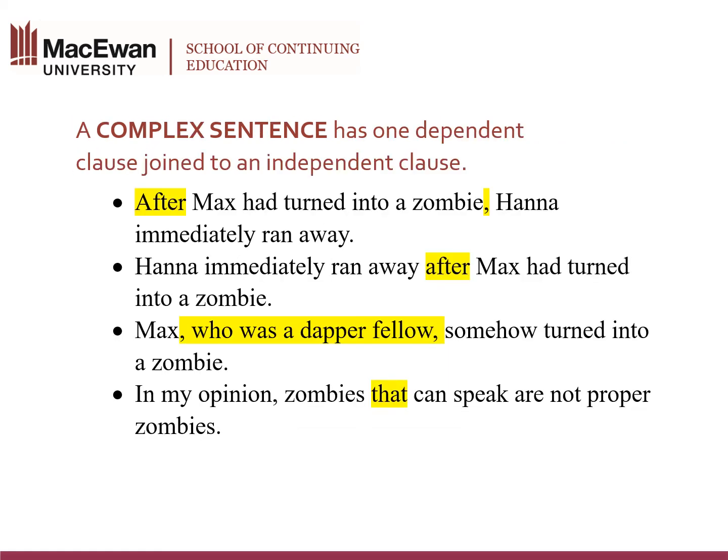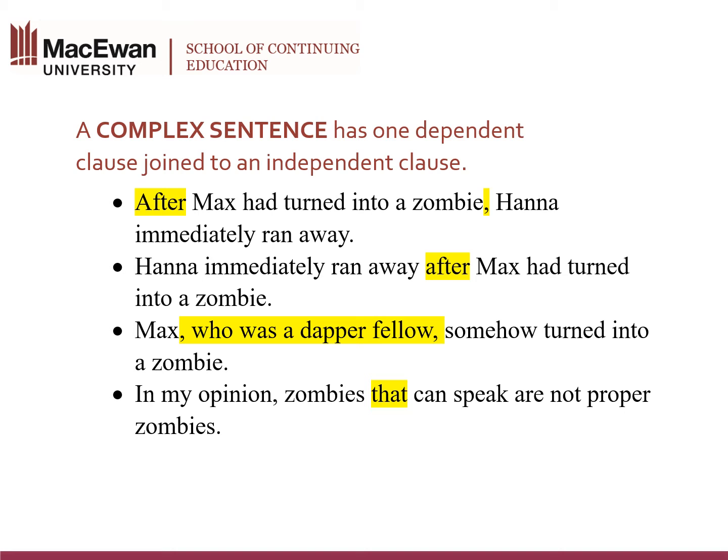All right, so now let's take a look at complex sentences. In a complex sentence, we need one dependent clause and an independent clause. We could have more dependent clauses, but we need at least one of each. So I made the yellow parts here showing the subordinating conjunction because dependent clauses begin with a subordinating conjunction. So here we have "after."